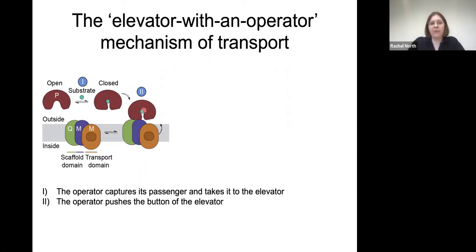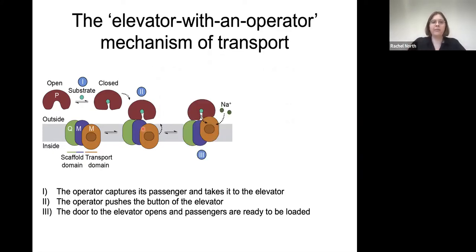So here we have the SiP binding to the SiQM, but whether this binding is causing this large conformational change and the pulling up of the elevator, we're not sure, or maybe it is already spontaneously up at the top there, and the SiP just enables some local gating rearrangements. In number 3 here, the door to the elevator opens and the passengers are ready to be loaded. So the gates are opened on the SiQM, the sodium is able to bind, and the sialic acid can then be shuttled in from the SiP once that opens up.